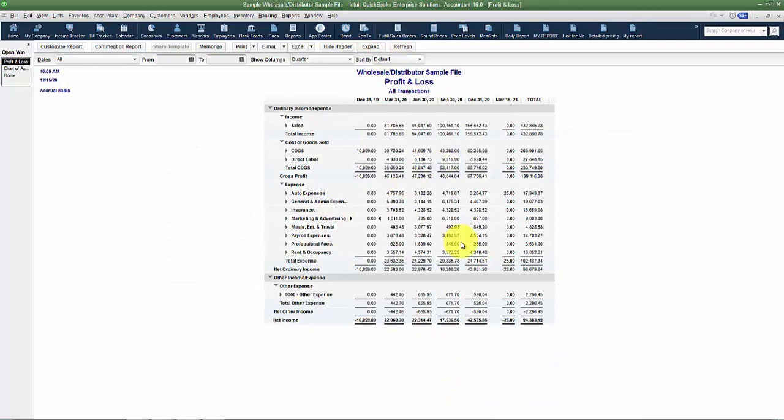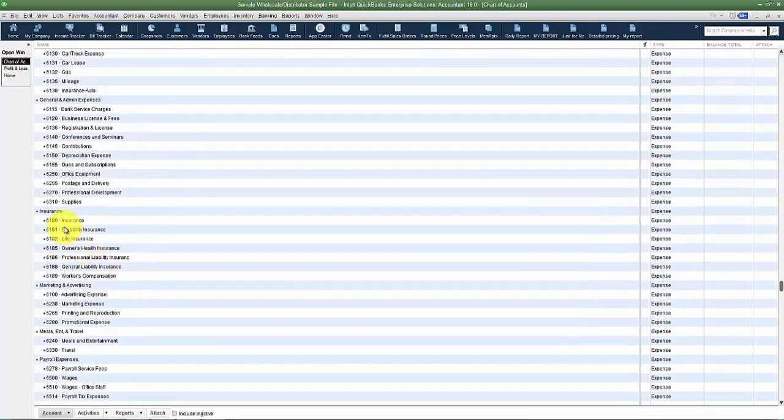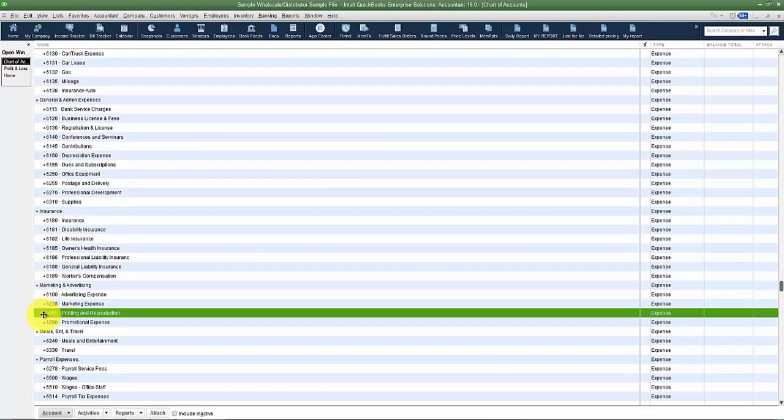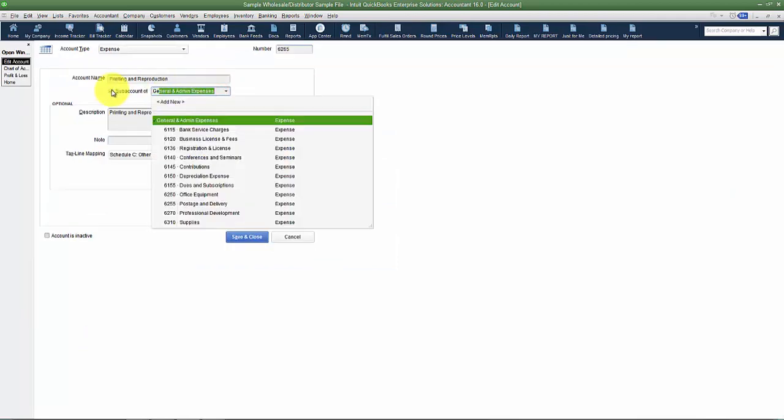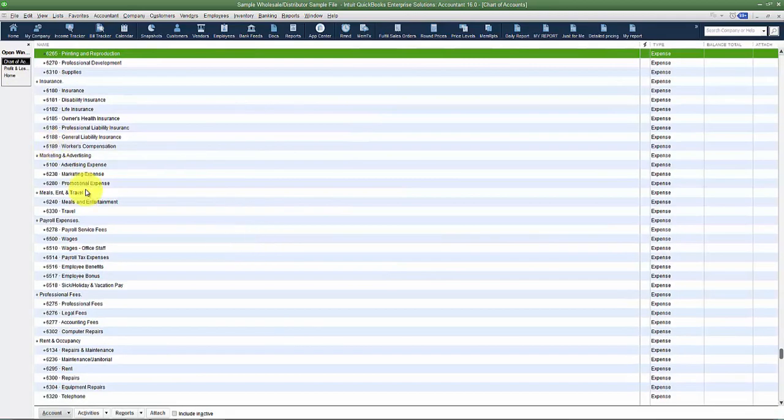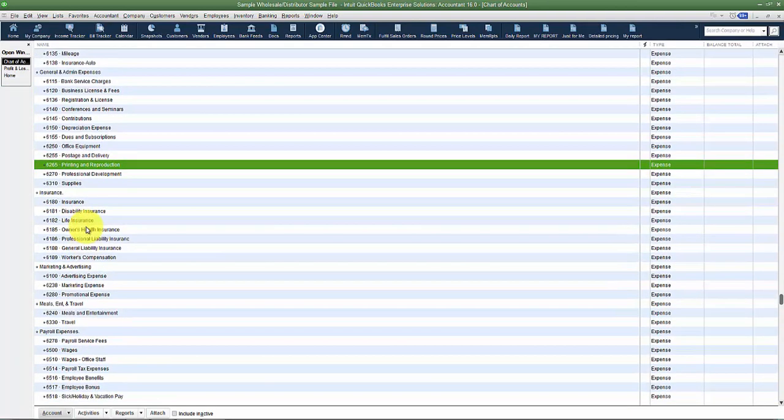All right, now if you decided that it's the wrong setup, right, you want to go back into your chart of accounts, you can say, you know, this printing and reproduction should have gone, edit, it should go under general and admin, right, so you can move things around. But once you get your setup the right way, stick with it for a while, stick with it for 6 months and see, and make sure, right, don't make any changes. Don't make changes to it once a month. You want to have that consistency in here. Okay, now you can go and organize your chart of accounts.